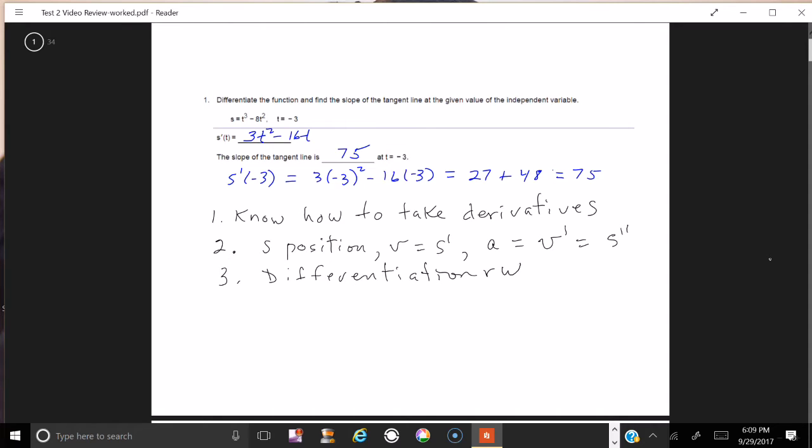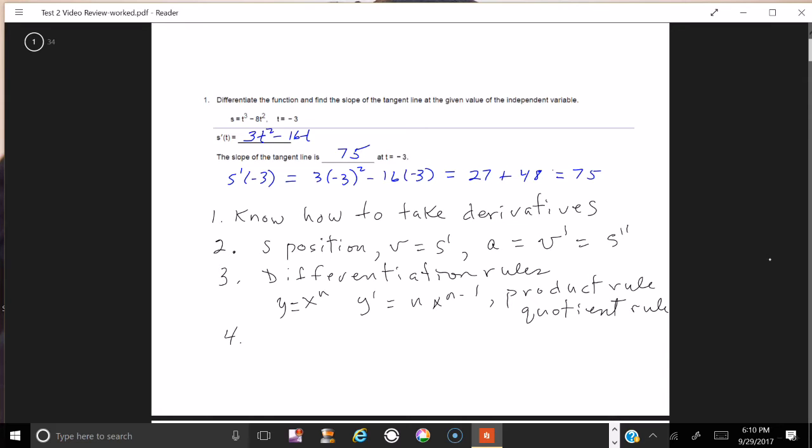Differentiation rules, like the very simple one: if you have x to the n, its derivative is nx to the n minus 1. You need to also know the product rule and the quotient rule, and how to use them.